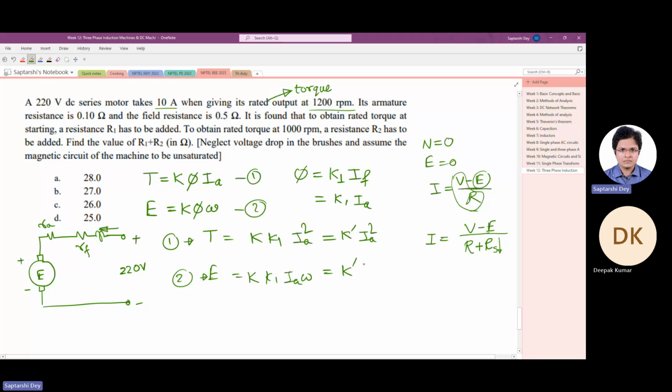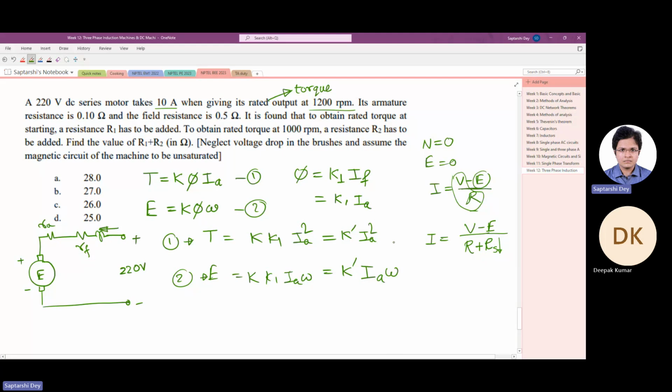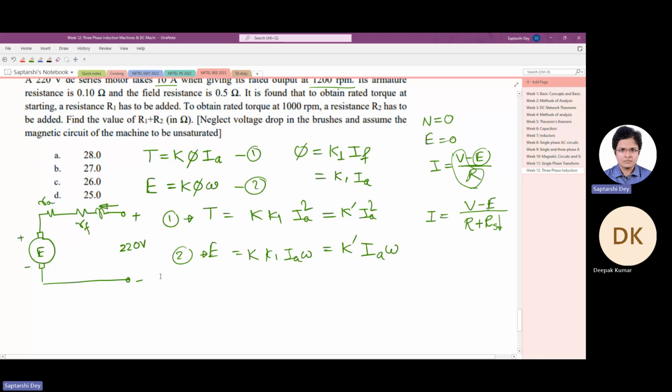All this, I am equating these constants. I can do that only when I am writing all of them in SI units. Then only they will be magnitudinally equal. All right, so these two equations we have. Now, the DC series motor takes 10 ampere when giving rated output torque at 1200 RPM. So let us use equation 3.